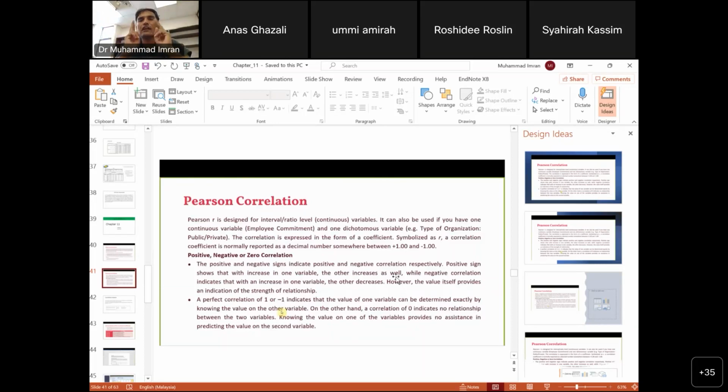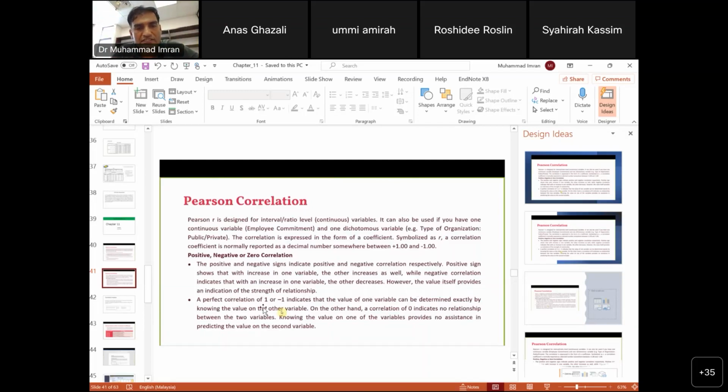How about the negative? If we have a negative correlation between two variables, it means as this variable decreases, the other variable increases. Then zero correlation means no correlation. They don't have any relation between the two variables. Very simple justifications. We can also read the theory as well. A positive sign shows that with an increase in one variable, the other increases as well, while a negative correlation indicates that an increase in one variable, the other decreases. This is two conditions. However, the value itself provides an indication of the strength of the relationship.